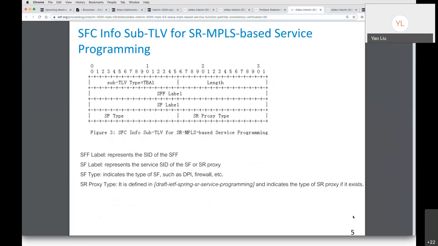And this sub-TLV is defined for SR service programming. It includes the SFF label, and it represents a SID of the service function forwarder. And the SF label represents the SID of the service function or SR proxy. And the SF type indicates a type of service function, such as DPI, firewall. And the SR proxy type is defined in SR service programming and indicates a type of SR proxy if it exists.